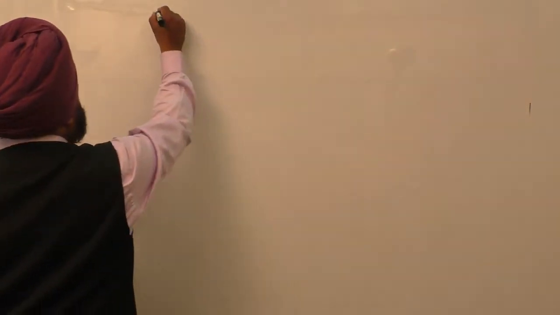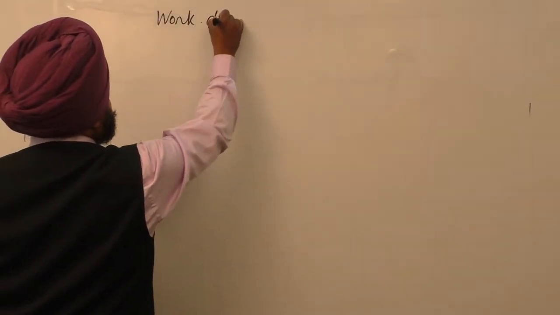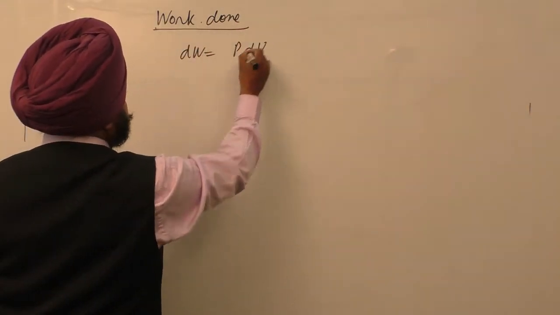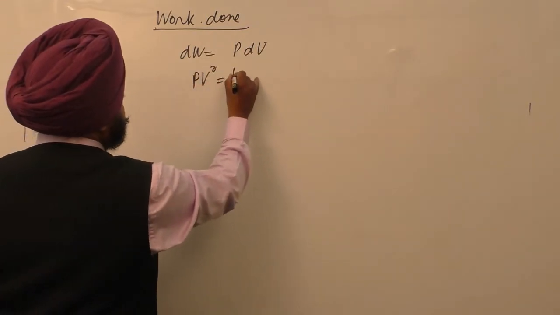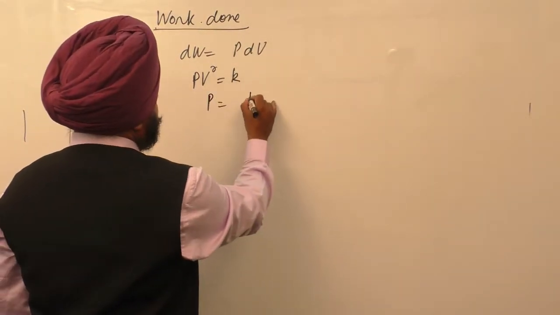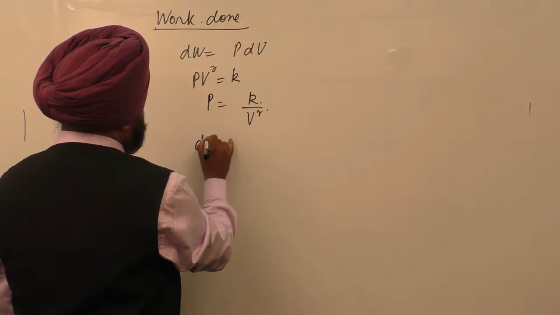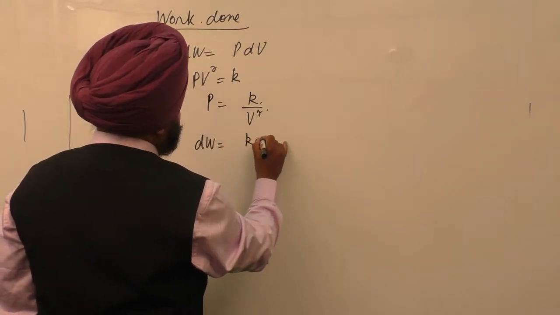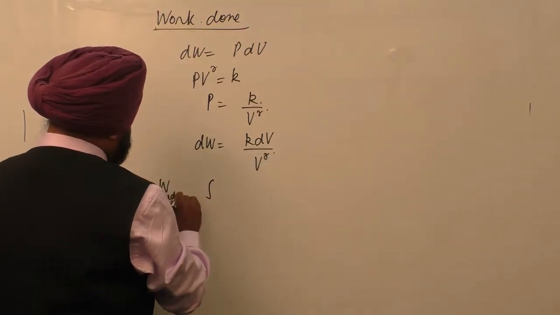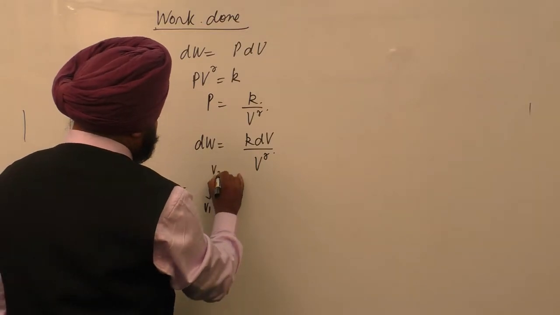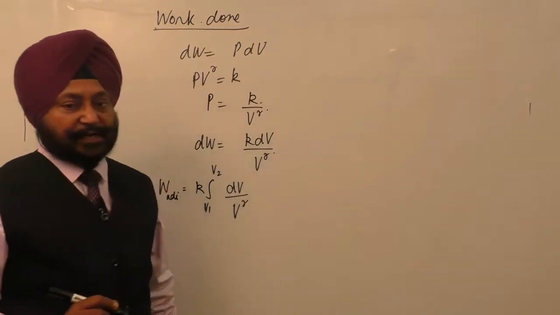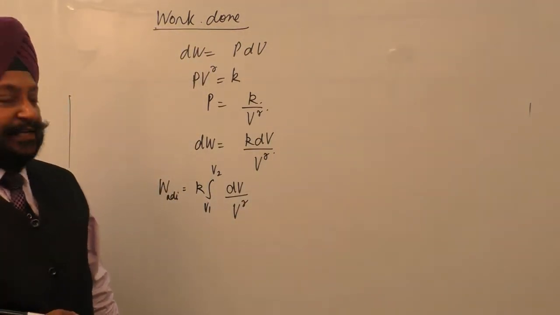Now, what is the work done during an adiabatic process? To find out the work done, we will write that small work done is pressure into small change in volume. But for an adiabatic process, we have PV to the power gamma is equal to a constant. So from here, if I want to find out the value of pressure, this is the value of pressure I will have. So dW will be equal to K times dV over V to the power gamma. Now, if I integrate to find out the adiabatic work done, say between volumes V1 and V2, I will write K outside and I will write dV over V to the power gamma. Now let's try to integrate V to the power gamma.